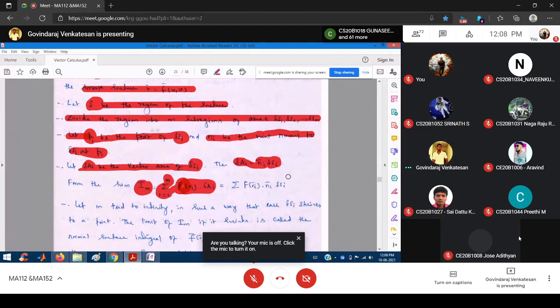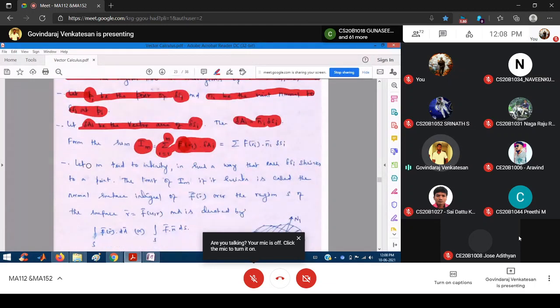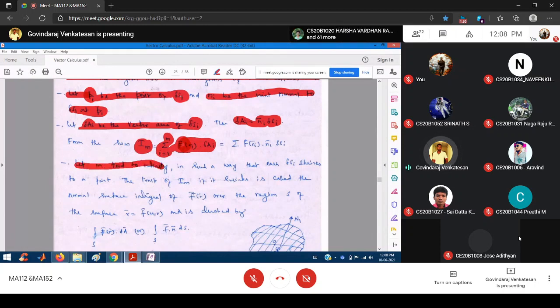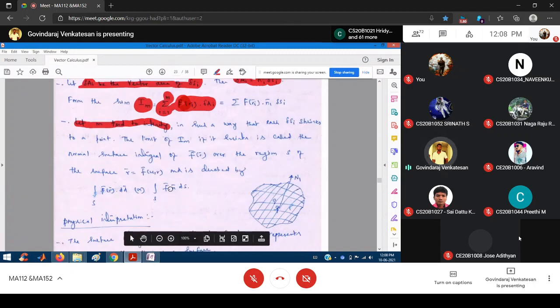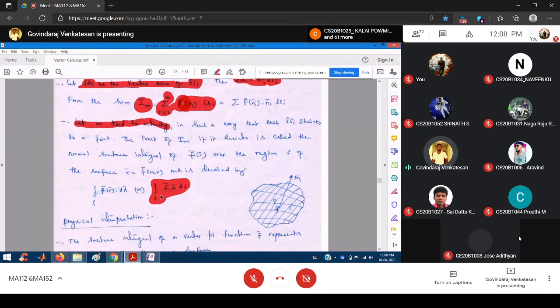Okay. So here I have divided the region into m number of regions. So take that m tends to infinity. Already we know if m tends to infinity, the summation becomes the integral. Therefore, this is called the surface integral: the integral over S of vector F dot n ds. This is the derivation for the surface integral.